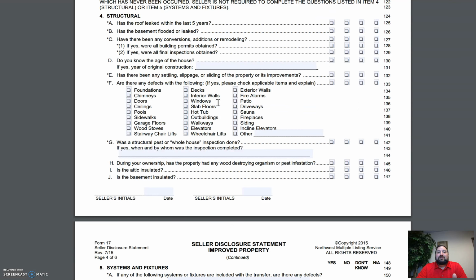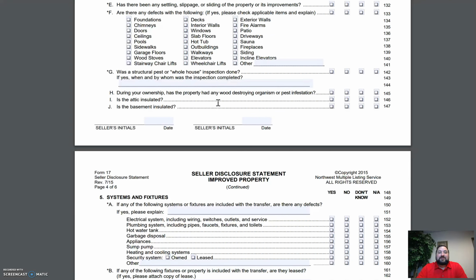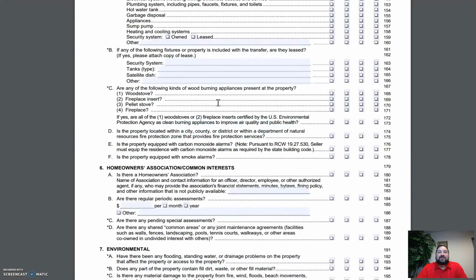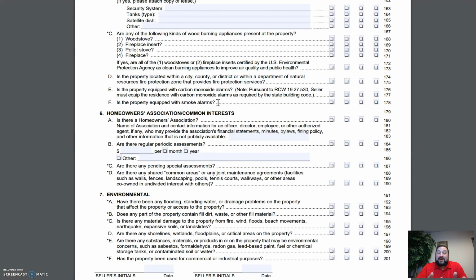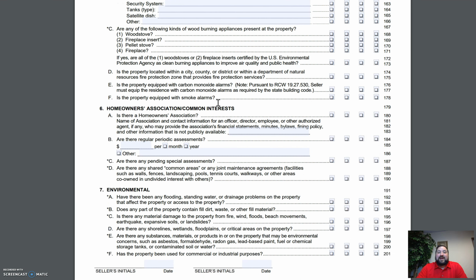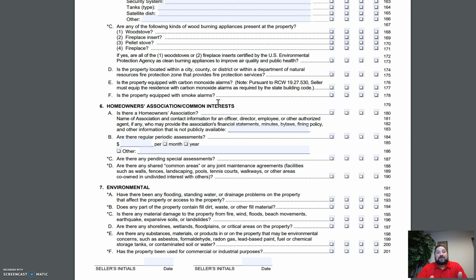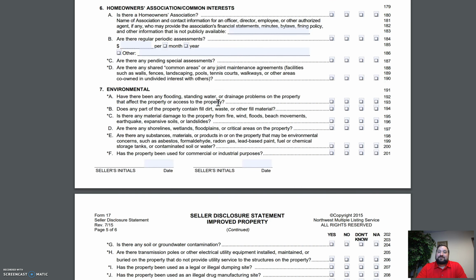Are there any issues? As you go through there, it asks questions from top to bottom on the form, and you might not know the answer to a question. You might be like, I don't know. Well, guess what? There's a box for that: I don't know. If you legitimately don't know, then you don't know. If you do know, you're to answer truthfully, and say yes, this is what happened, or no.